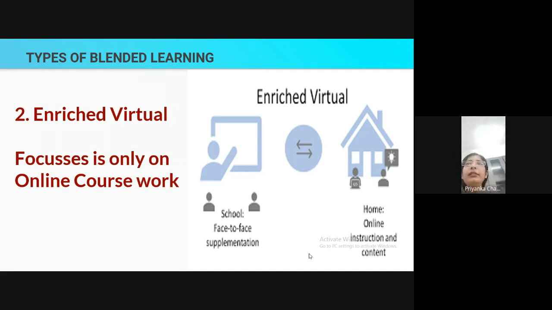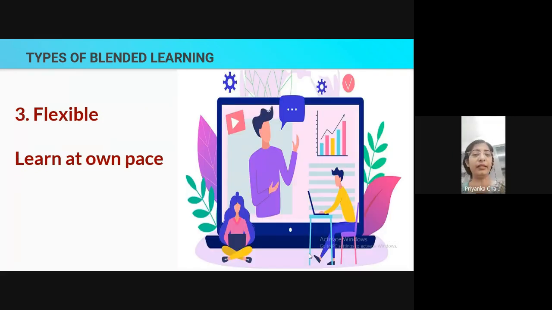Next, third, is flexible learning. It is where we learn at our own place. That means Swayam, in case of NPTEL, in case of edX, in case of Coursera. So these are the different things which we introduced in case of flexible learning.